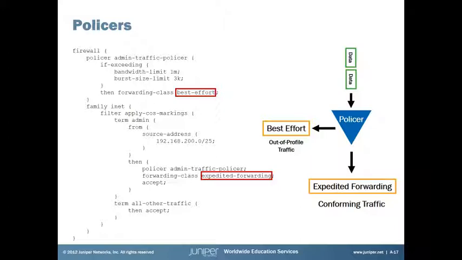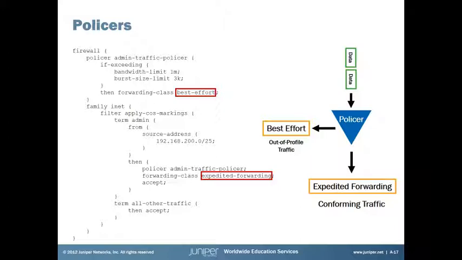And if we take a look at what happens next, we've now got another filter where the filter is called apply CoS markings. The term is from admin, so if the source address is from this particular subnet, then we're going to apply the policer that we've just set up, which is called admin traffic policer. And we're going to set the forwarding class to expedited forwarding. And then we accept that traffic, and of course we're going to accept all other traffic.